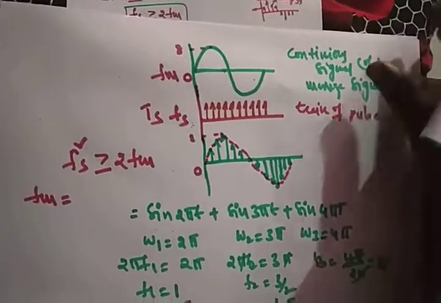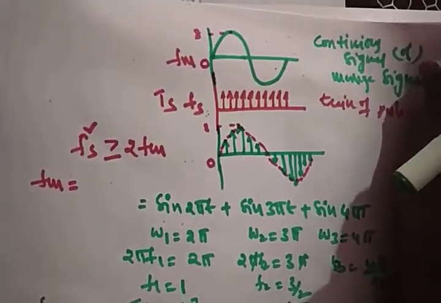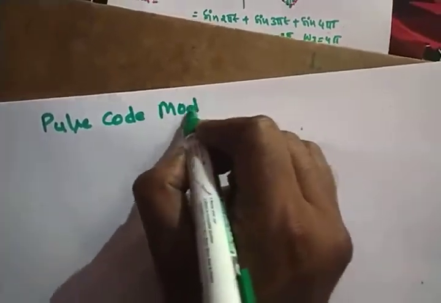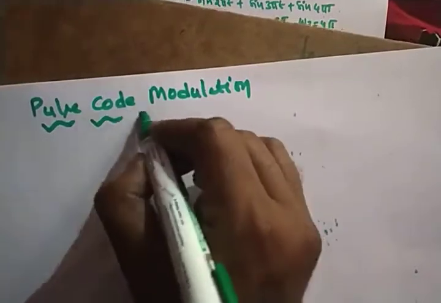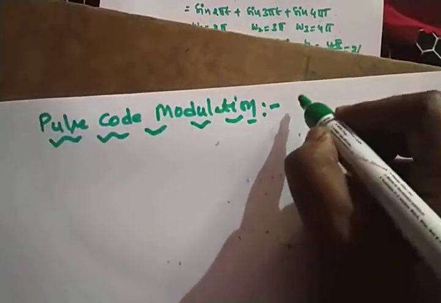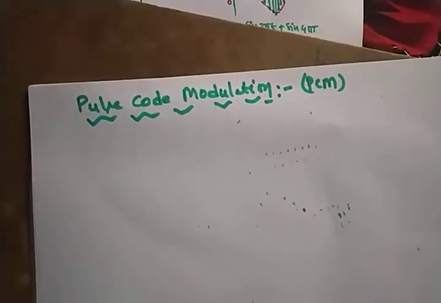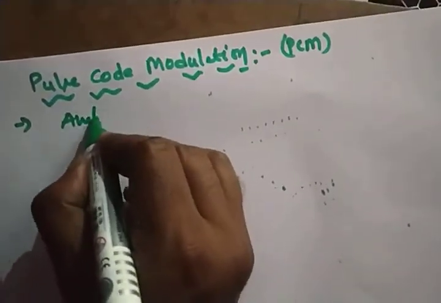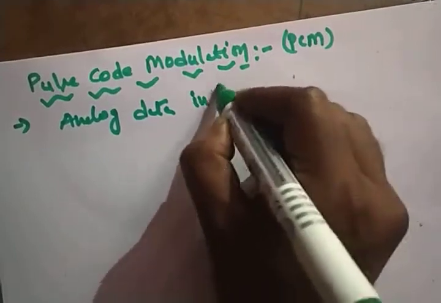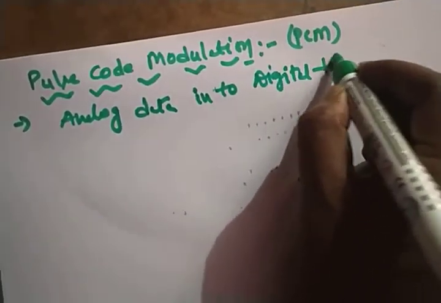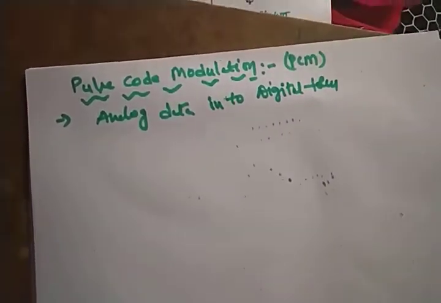Now you are going to enter into pulse code modulation. I hope it's clear how samples and the sampling theorem work. Alright, now we are moving into pulse code modulation, so we can call it PCM. What is the main function of pulse code modulation? It converts analog data into digital form. So it is used to convert an analog signal into digital nature.